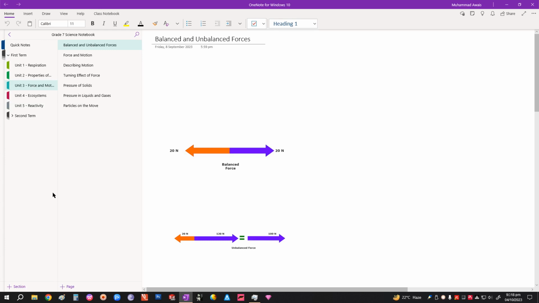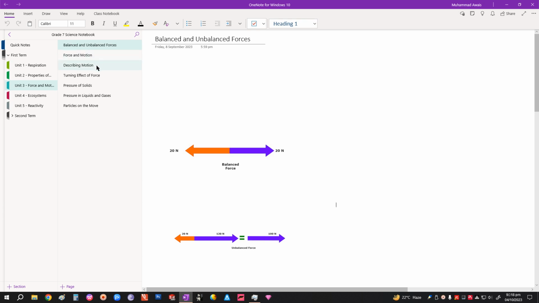Hello kids, today we're going to be discussing Unit 3 for Grade 7 Science for Cambridge. Unit 3 is Force and Motion. In this chapter we are going to be discussing how forces can generate motion. Then we're going to relate force and motion, how different types of forces can generate different types of motions.